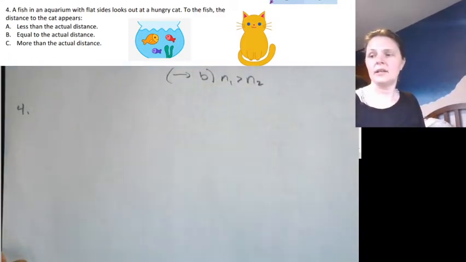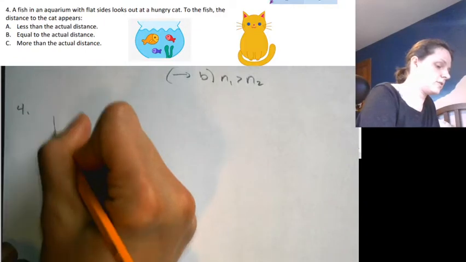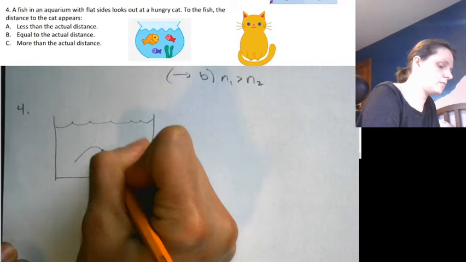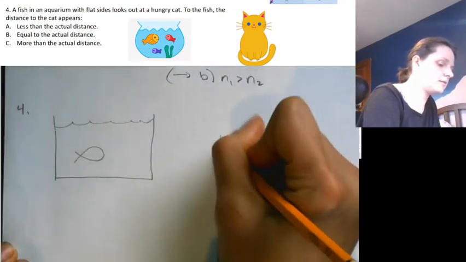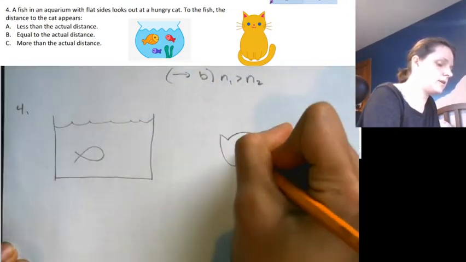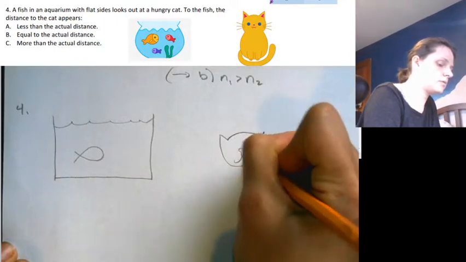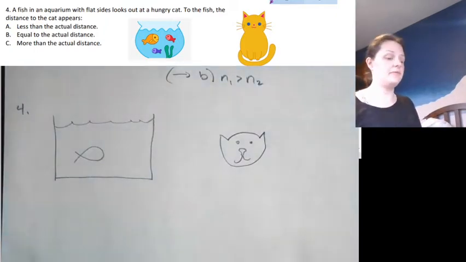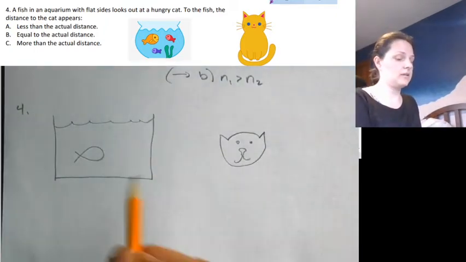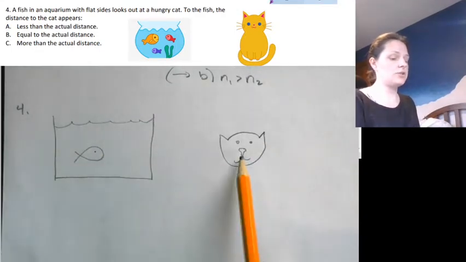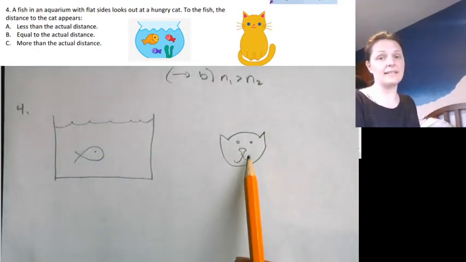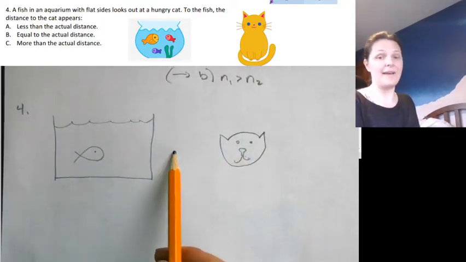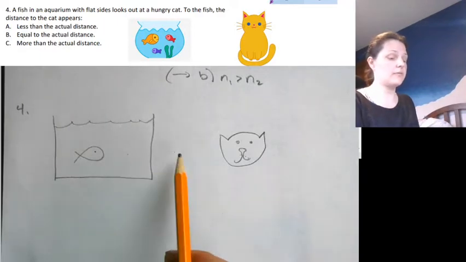And let's draw my fish in a tank of water, and my cat out here. I'll draw his nose. Okay, so from the perspective of the fish, how does the cat look? What I want to do is imagine some rays that are leaving the cat, and I'll just draw them leaving the cat's nose. They're going to travel from air, from that fast medium, into the slow medium. So they're going to travel from air into water.